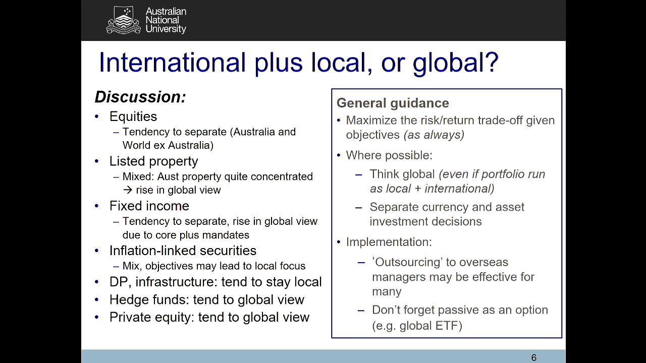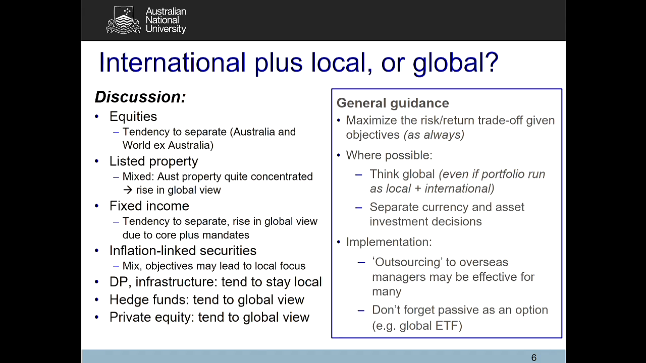Fixed income, people did typically separate it, and that's what we have in our assignment and in the course. We've got Australian fixed income and world fixed income. But there is a move towards taking a global view, and when I say global view, I mean the one manager having both Australian and overseas fixed income assets. And that's the rising Core Plus mandates.